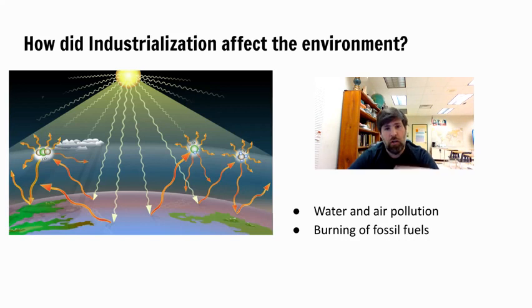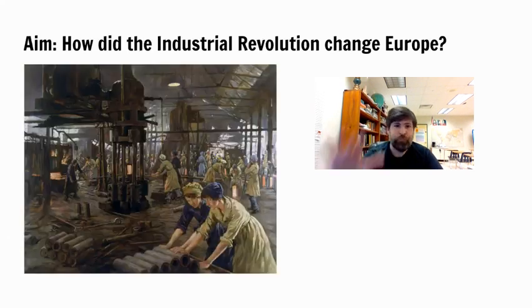Global warming started as part of industrialization, as Europeans, not knowing any better, not realizing that they were damaging the planet to this extent, began burning huge amounts of oil and coal. And that is the reason why we are now dealing with global climate change. So, how did the Industrial Revolution change Europe? I think you have more than enough now to answer that question in 3 to 4 sentences.